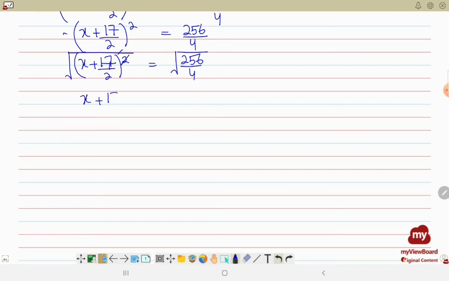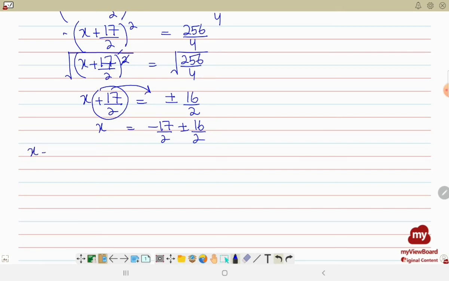X plus 17 by 2 here will be plus minus 16 by 2. Since we just need the value of x, we'll take this term to the right hand side. So it will become x equals minus 17 by 2 plus minus 16 by 2, right? These are two terms, so we can make them a single fraction.